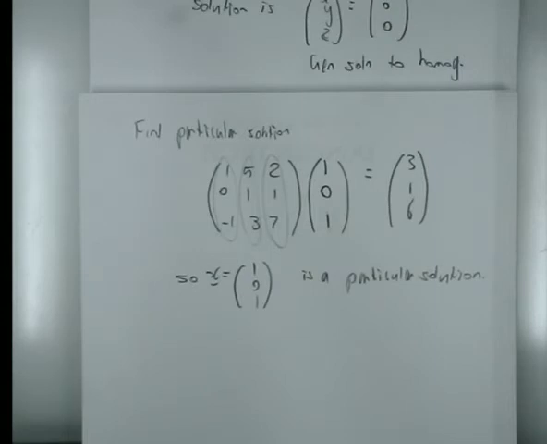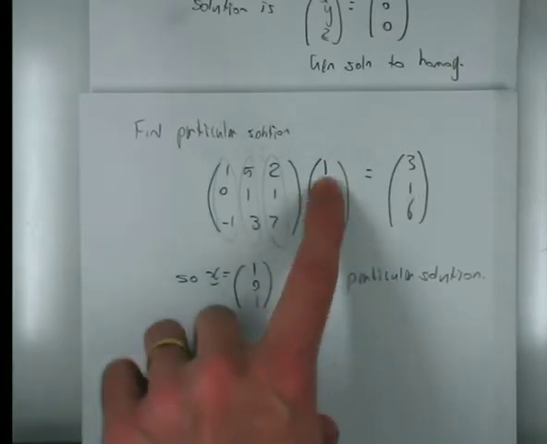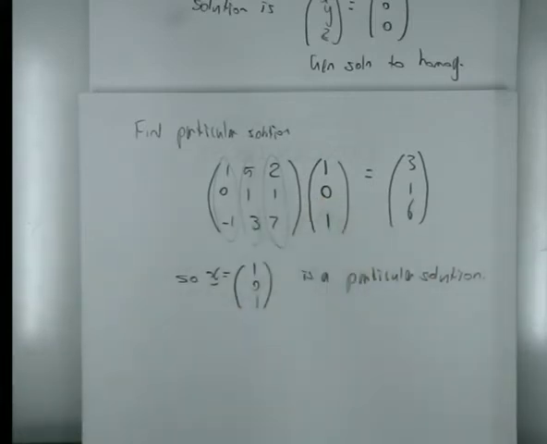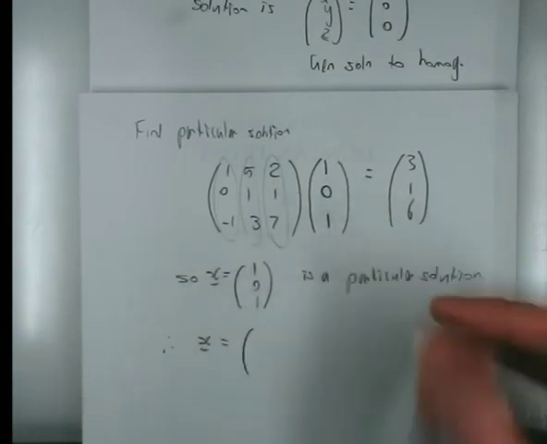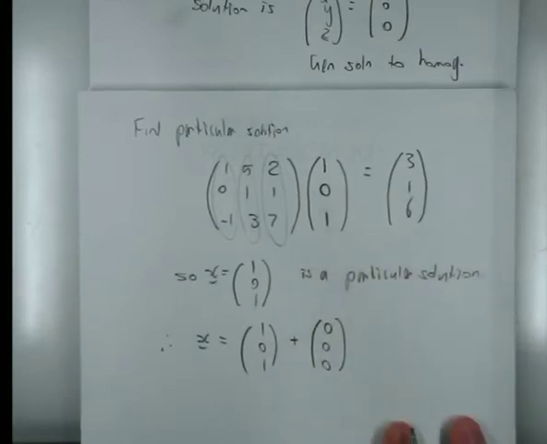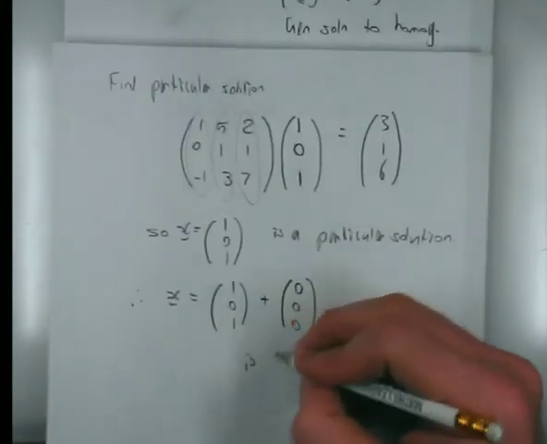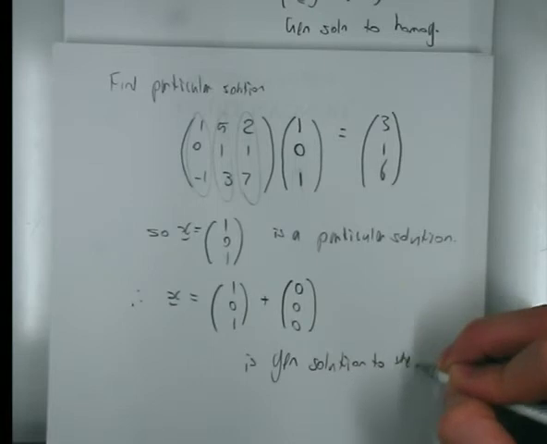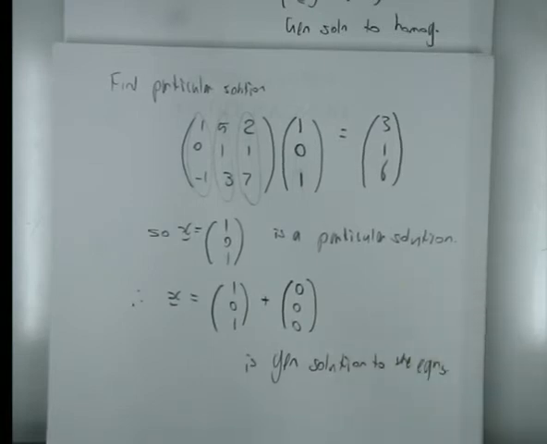So that's a particular solution, because 1 of the first column and 1 of the last column produces the correct answer. So column number 1 times 1, column number 2 times 0, column number 3 times 1. And so my general solution, therefore x equals the particular solution I just got plus the general solution I got before. And it turns out that there's only a unique solution because I only get one answer. The general solution doesn't change from the particular one.